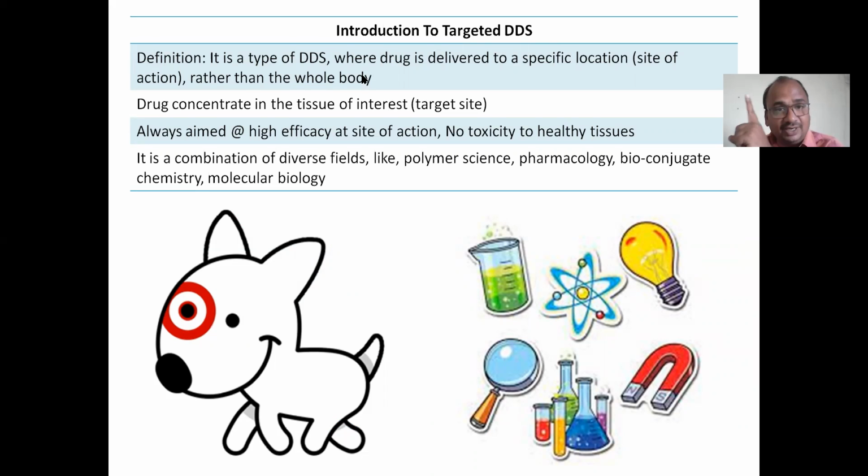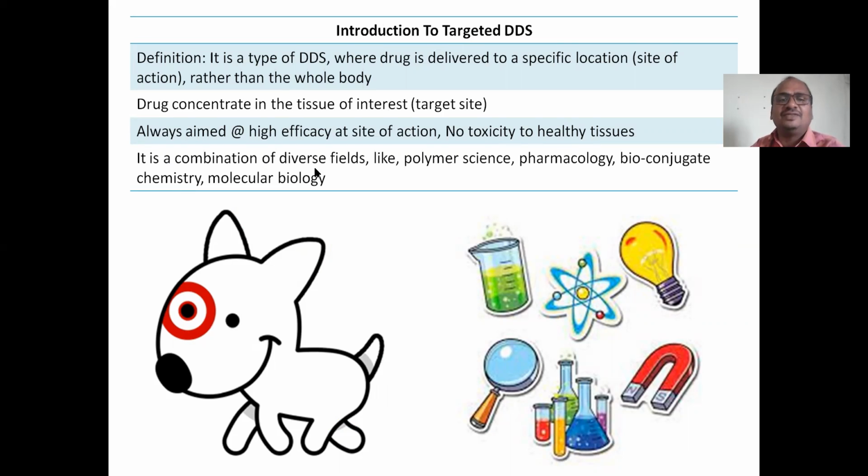Targeted drug delivery system is a type of drug delivery system where the drug is delivered to a specific location, the site of action, rather than the whole body. Very simple definition. The drug concentrates in the tissue of interest, the tissue of the problem, the target tissue. It is always aimed at high efficacy at the site of action, with no toxicity to the healthy tissues. That is the biggest advantage: no side effects to the remaining tissues.